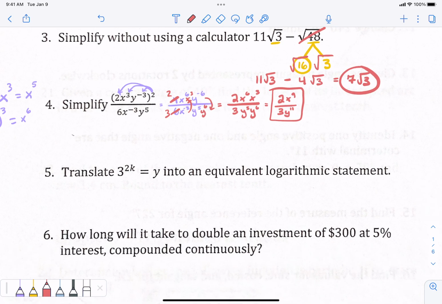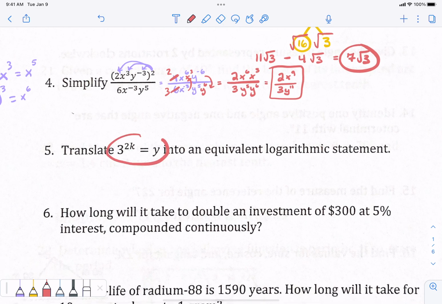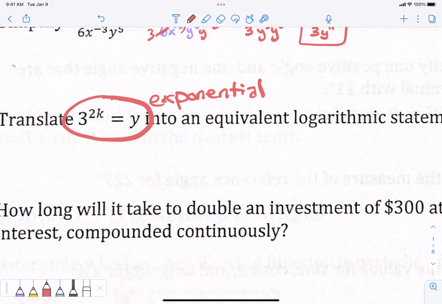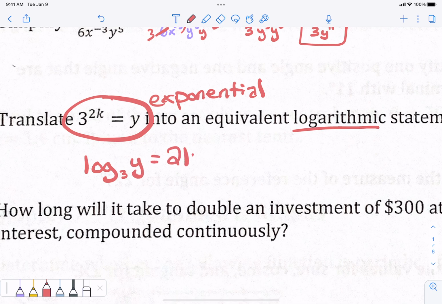Okay? All right, now we're getting into logs. So this is an exponential function. This is an exponential function. We like these. Give us more of these because all you're doing is writing it as a log function. Okay, it's log with a base of 3 of y equals 2k. That's all. Whoa, hold on. Wait, that's all you're doing.